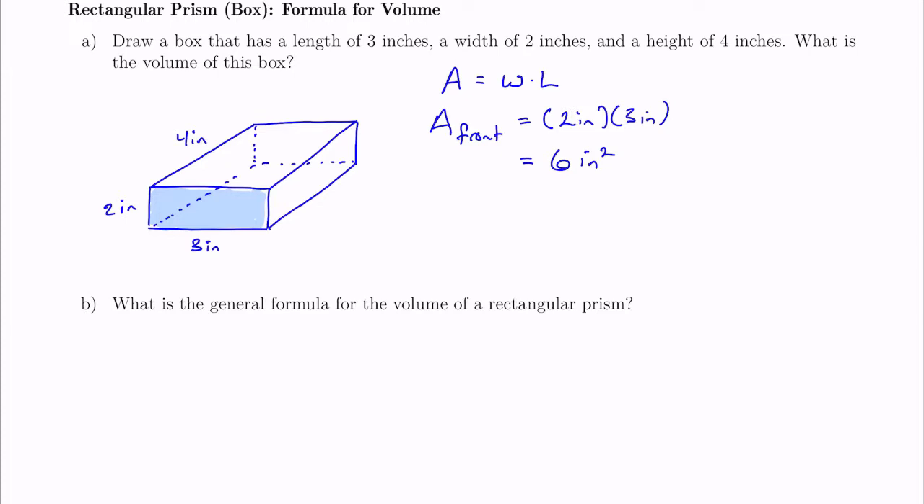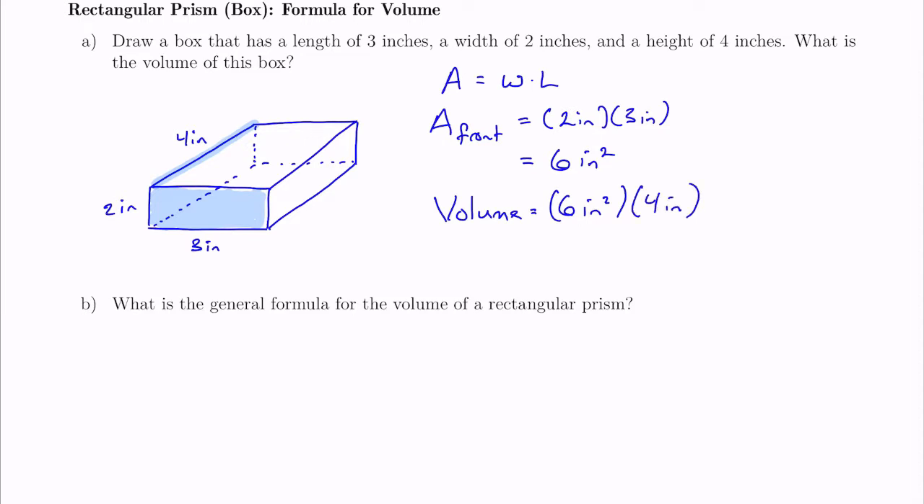The idea with the volume is we need to take into account the fact that there is depth to this rectangle, that there is actually a height of 4 inches. To go from the area of that front to the volume of the entire box, we need to take into account there are these 6 square inch surfaces, but there's 4 inches of them tall.